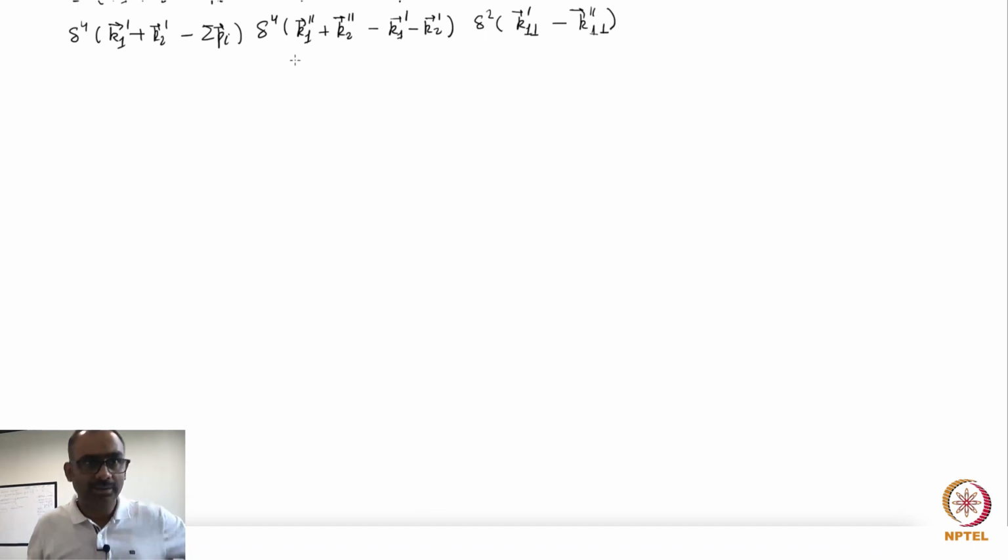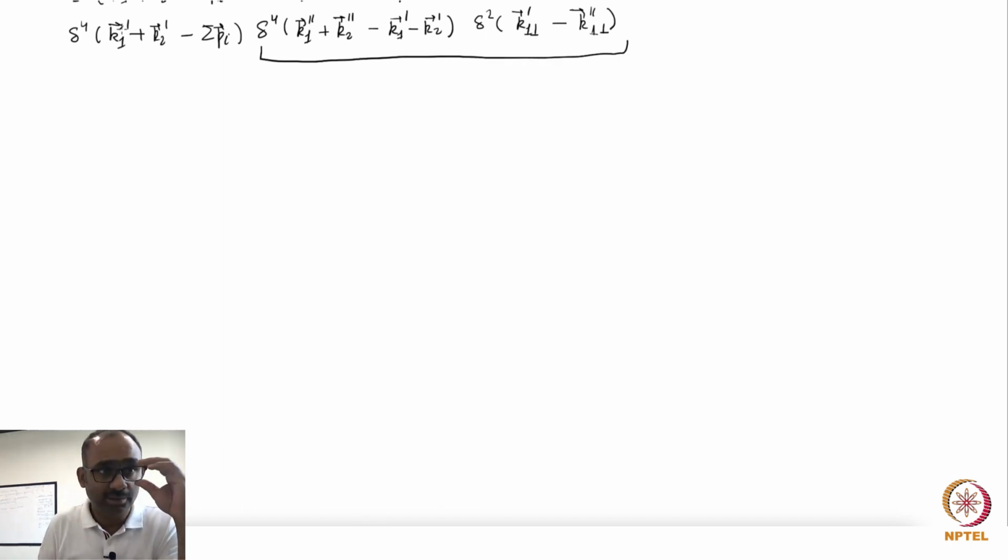Now let us look at this carefully. Let us look at these 6 delta functions first. We will come to these 4 delta functions at the end. So this is saying that the x component of k1 prime should equal the x component of k1 double prime, and the y component of k1 prime should equal the y component of k1 double prime. Let me write this down. These are 6 delta functions.